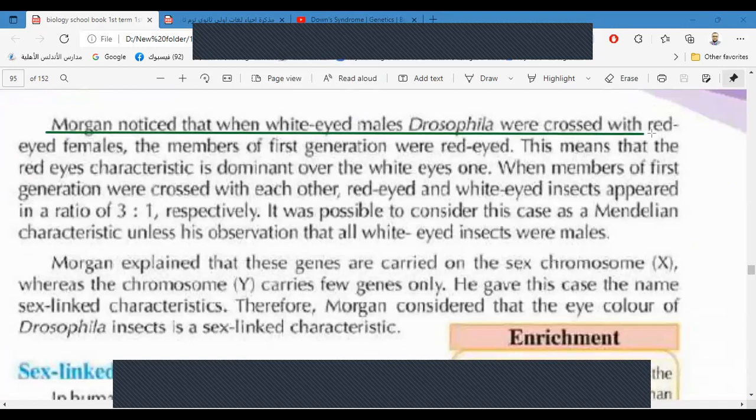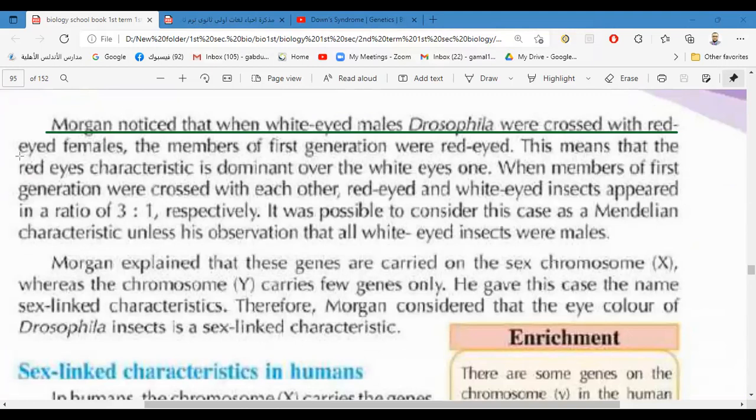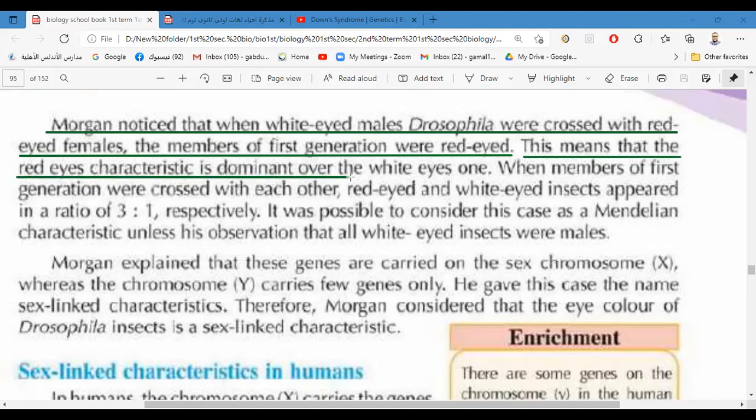noticed that when a white eye male Drosophila was crossed with a red eye female, the members of the first generation all have red eye, 50% male and 50% female. The female has two genes of the red eye, but the male has one gene only because the Y chromosome doesn't carry any gene. This means that the red eye characteristic is dominant over the white eye, because all the generation has red eye.